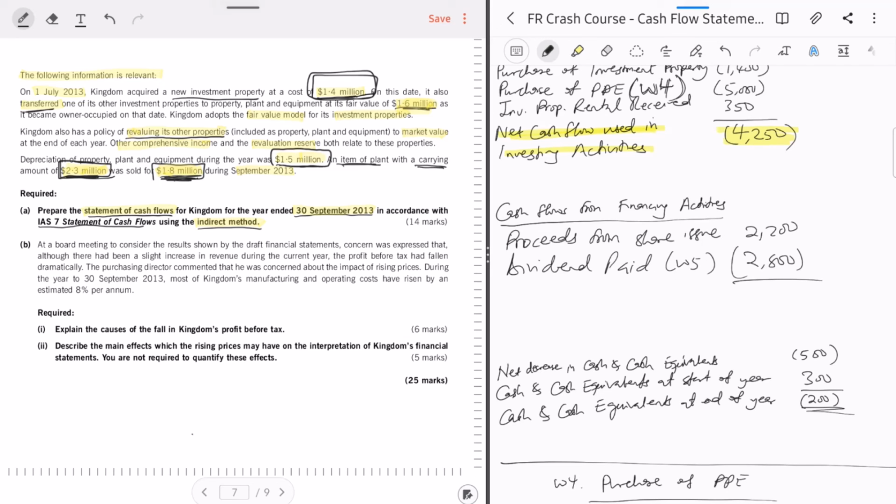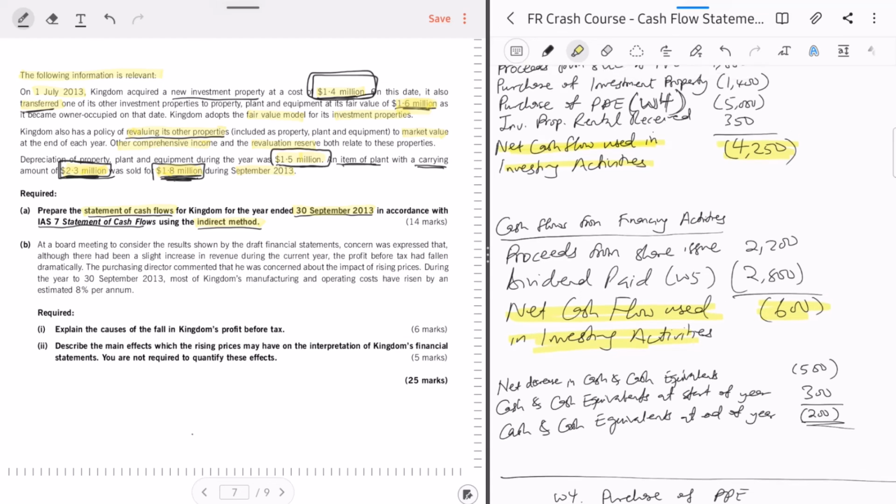Okay, so 2,200 obviously minus 2,800 will give us 600. So we have 600 negative. So that becomes net cash flow used in investing activities. So that should be net cash flow used in investing activities.